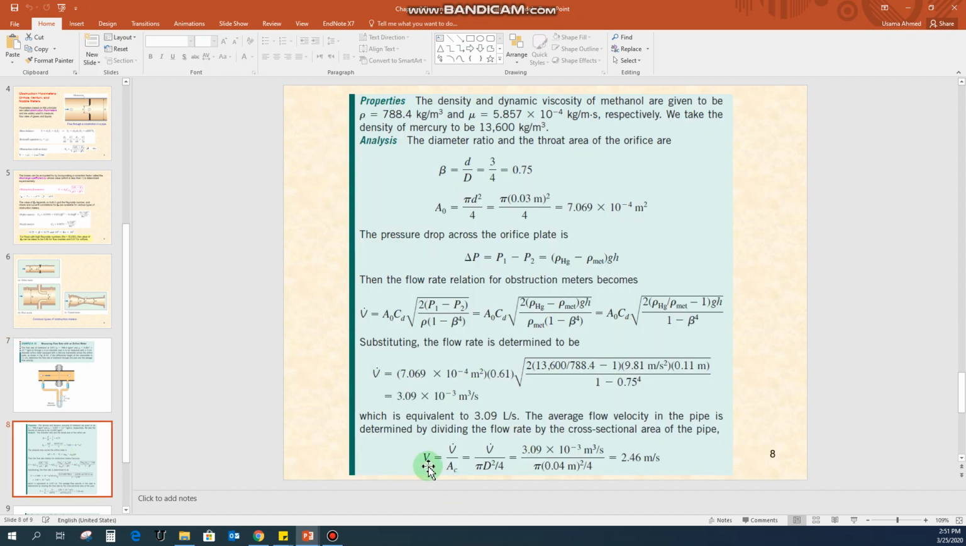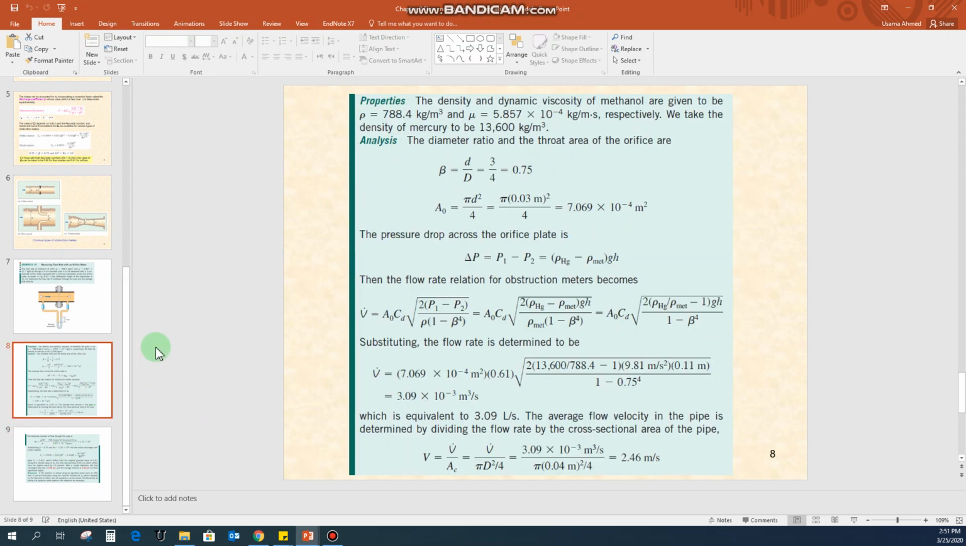So the velocity that we will calculate here should include the area for the pipeline that is asked in the question. If it is asked what is the velocity in the flow measuring device, then you have to use the area or the diameter of the orifice. Okay, so for this one, velocity in the pipeline, it comes out to be 2.46 meter per second.